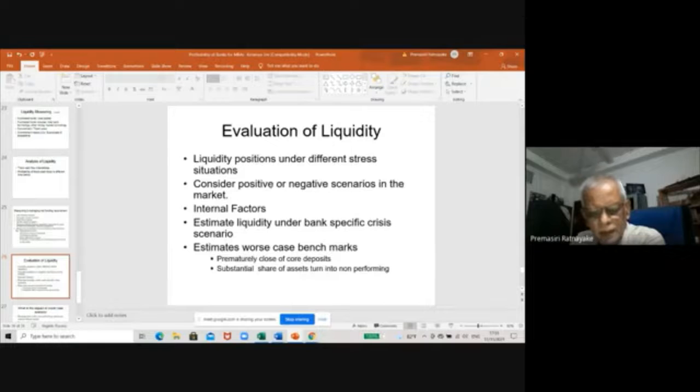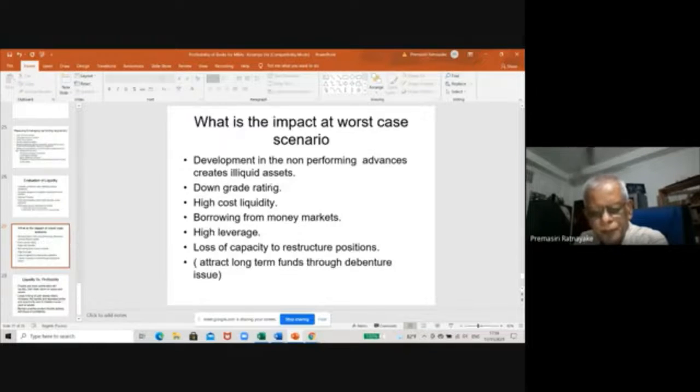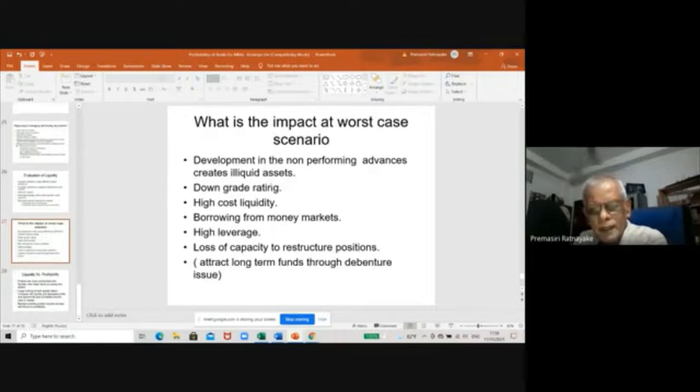Internal factors: estimate liquidity under bank-specific crisis scenarios. Estimate worst case benchmarks: prematurely closing of core deposits, a substantial share of assets turning non-performing, etc. What is the impact at worst case scenarios? Development of non-performing advances creates illiquid assets.